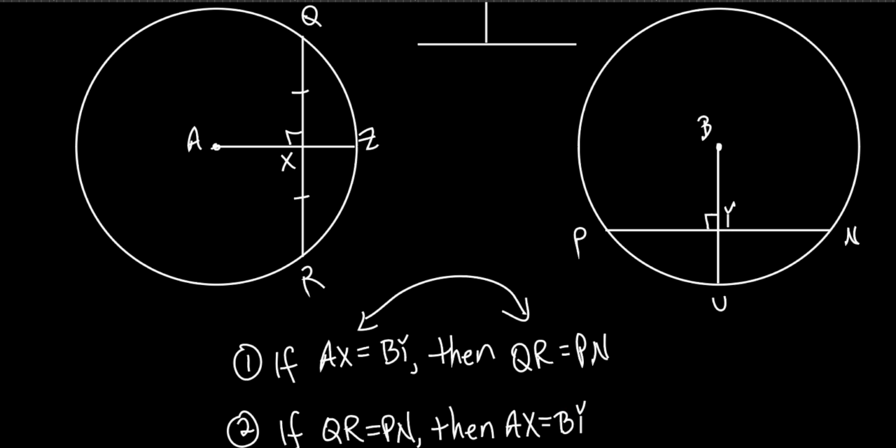So the second part of the theorem says if the two chords are equal to each other, and this is perpendicular right here, what's true about the distance from the center to the chord? Then they're equal to each other, all right? So if I told you that QR, whoops, that was ugly, was 5 and PN was 5, what does that mean about AX and BY? Then they're equal to each other. So if I said that that was 3, what could you tell me about BY? That was 3 as well. Everybody with me? Okay.